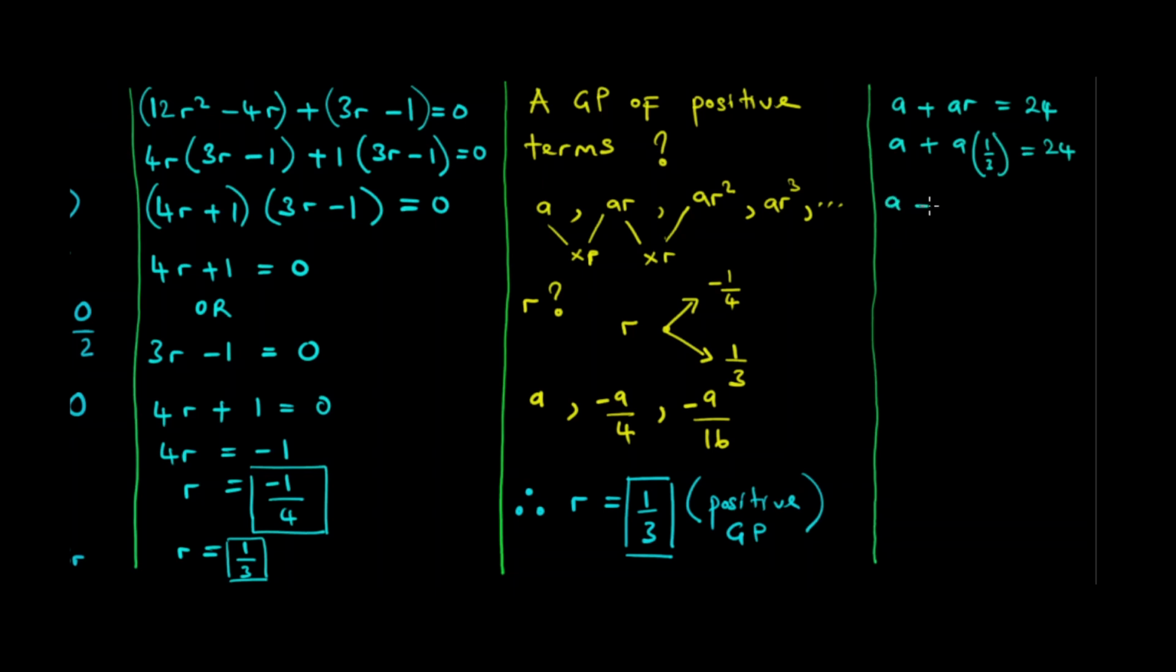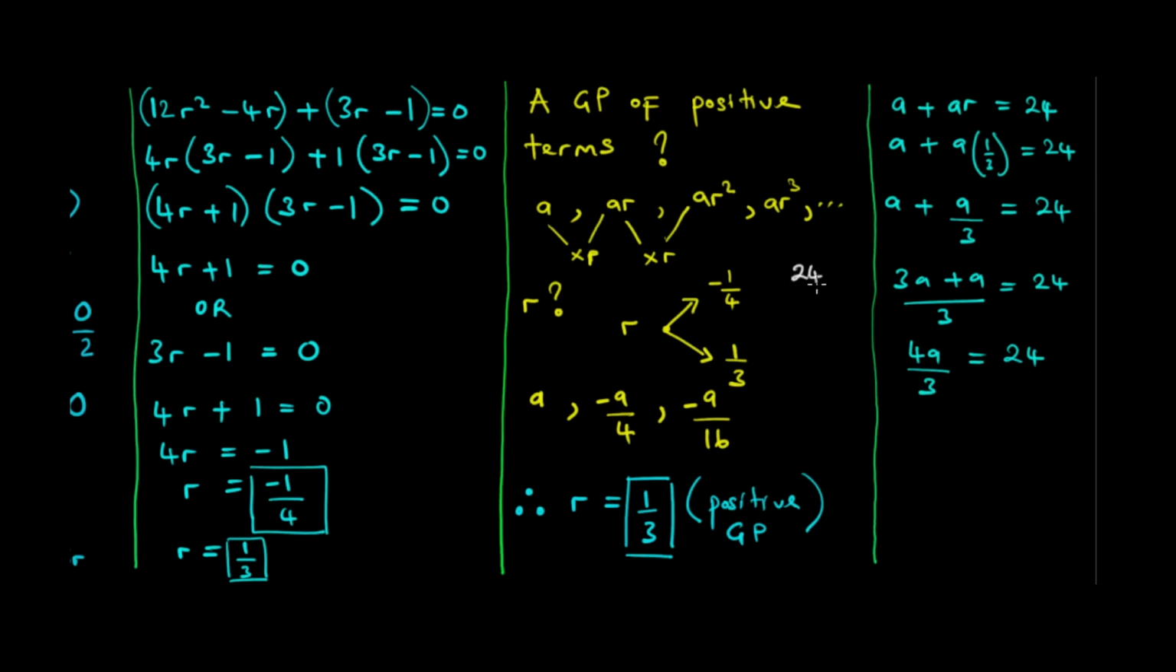So A plus A over 3 is equal to 24. We simplify to get 3A plus A over 3 equal to 24. So 4A over 3 is 24. The reason why we took R equals 1 over 3 is that we explained it: even when we are doing our working, we do not take R as negative 1 over 4. We have disqualified that.